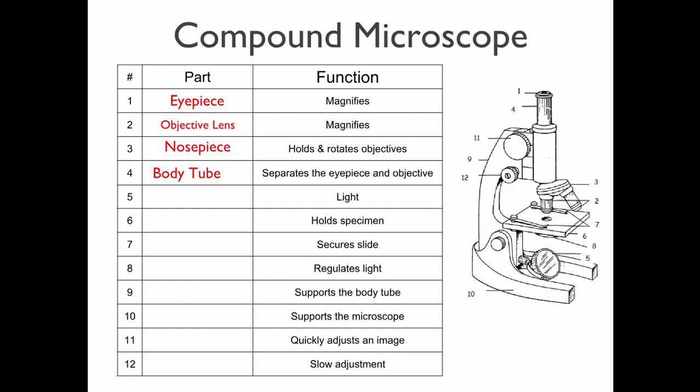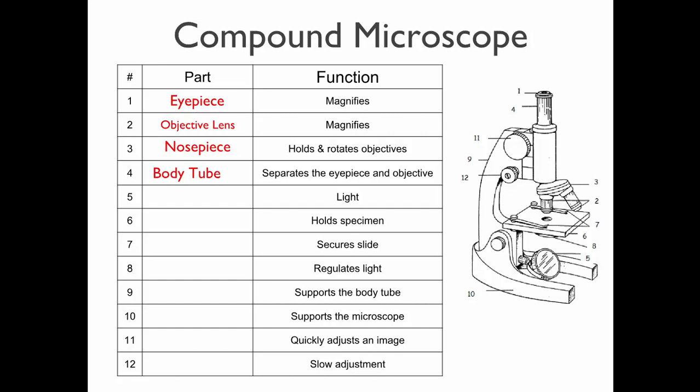This part between the objective lens and the actual eyepiece lens is called the body tube. The lenses need to be the proper distance apart in order to focus the image.